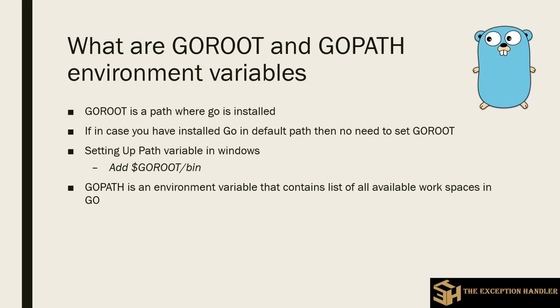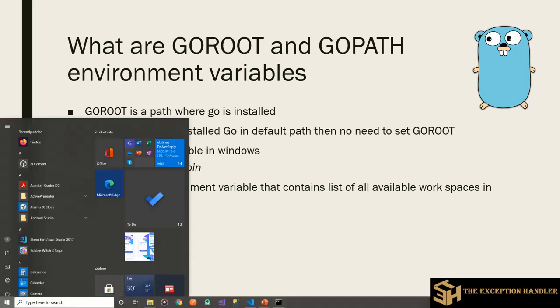Let's start by understanding two important environment variables in Go. The first one is GoRoot and the second one is GoPath. GoRoot is an environment variable that will contain the place where your Go is completely installed. This is not needed in case you have installed Go in the default path offered by the installer itself. But if you have installed it in some custom path, then you should definitely go ahead and set this.